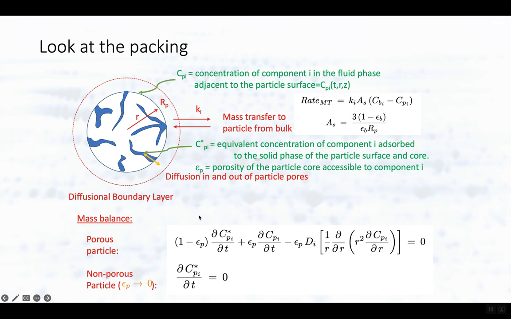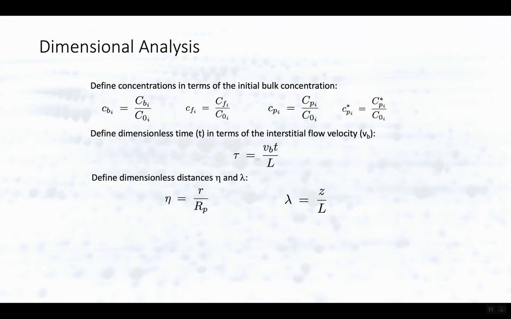Okay, so that's our model for a porous particle. That's the most general case. All right, we can do the same kind of dimensional analysis. The initial bolus concentration in the bulk, we'll call that C0 of any component i. That's what we put into the column. That's the highest it will ever be.